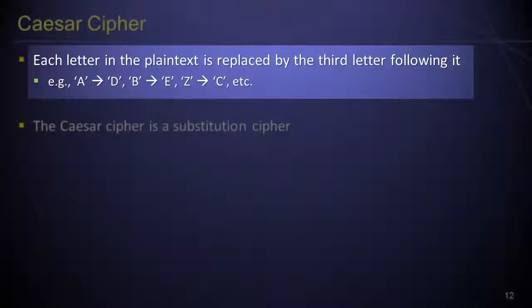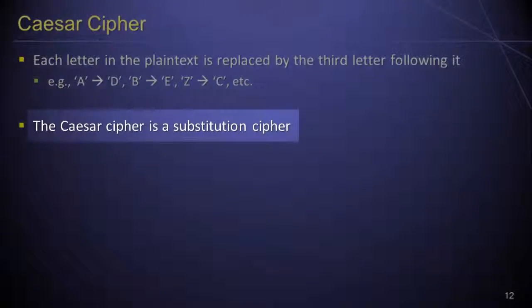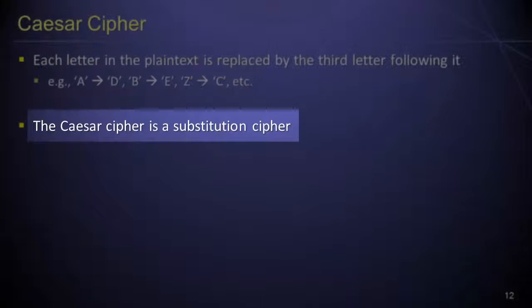The letter A would thus become the letter D, the letter B would become the letter E, and so forth. Using the Caesar cipher, the plaintext name Dan, D-A-N, would thus become the letters G, D, Q. Note that the Caesar cipher is a substitution cipher.